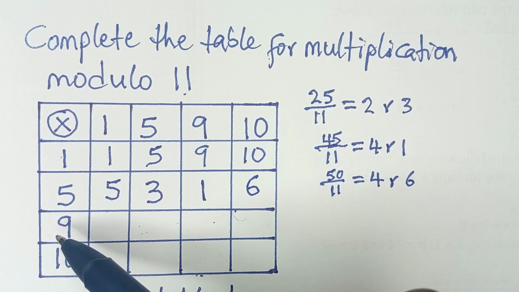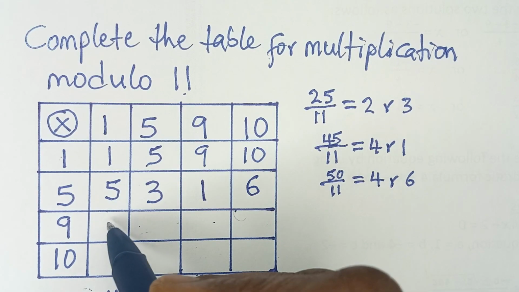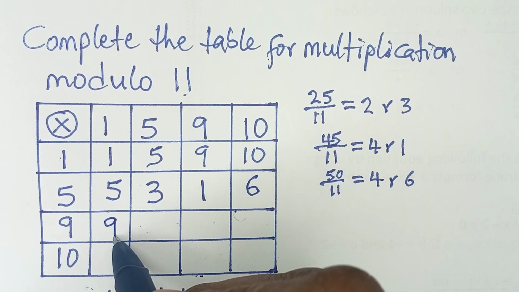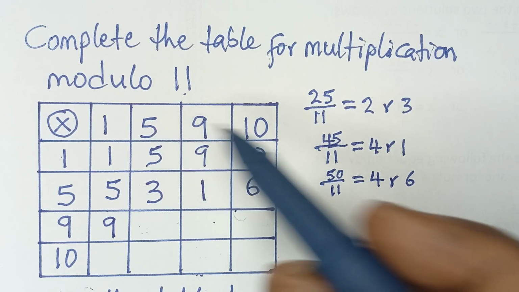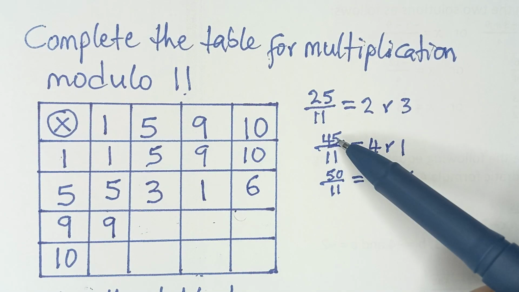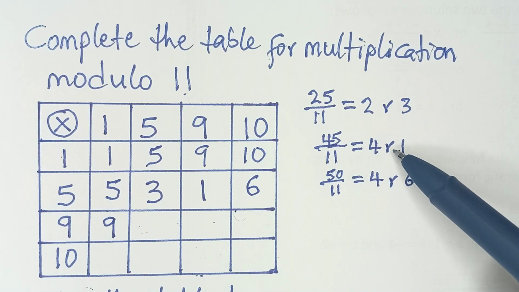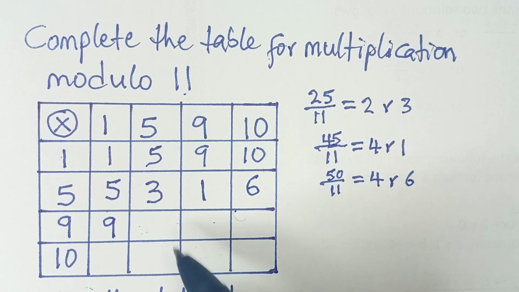Then the next one, we say 9 multiplied by 1 is the same thing as 9. So it's not up to 11, we'll write it down. 9 multiplied by 5 is 45, just like what we did here, 45. So it's 4 times remainder 1. So we'll write the remainder down, which is 1.